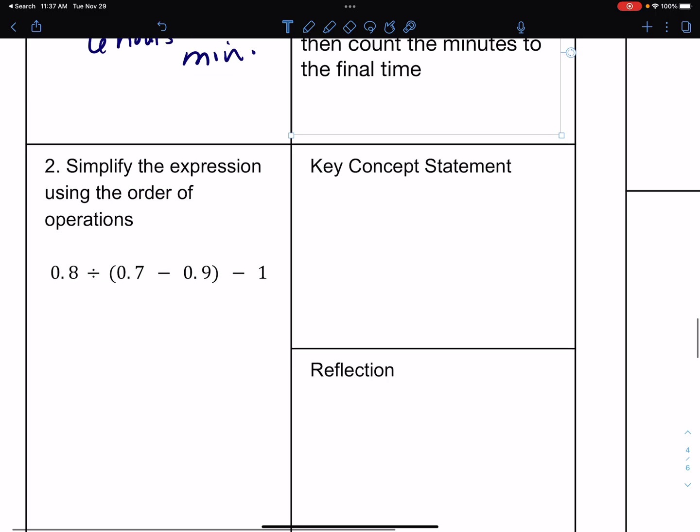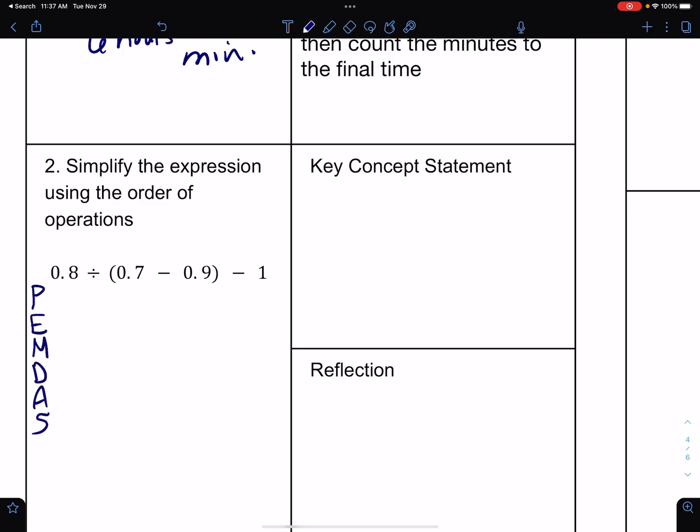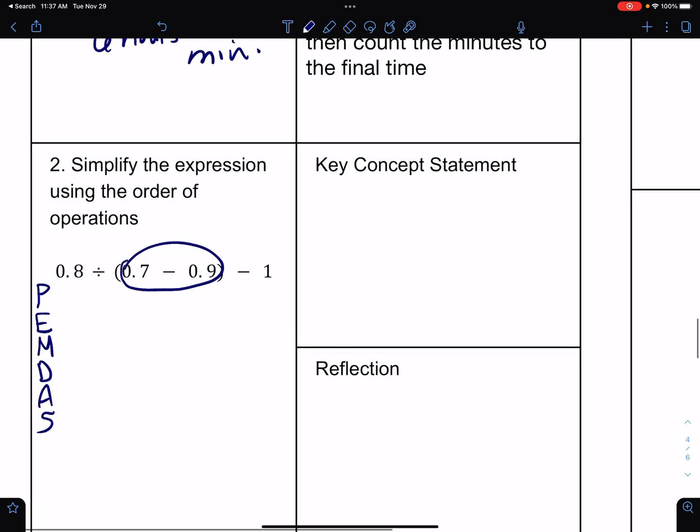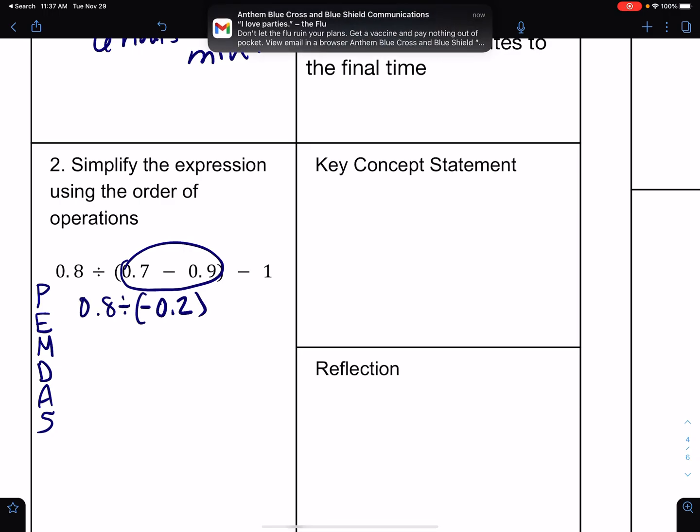So we're going to simplify the order of operations. Again, I have no idea how this ended up here, but we're going to stick with it. So I have to start within the parentheses. 0.7, that's 70 cents, minus 90 cents. We have to use those subtraction rules. It will be negative 2/10. I'm bringing down the other ones.